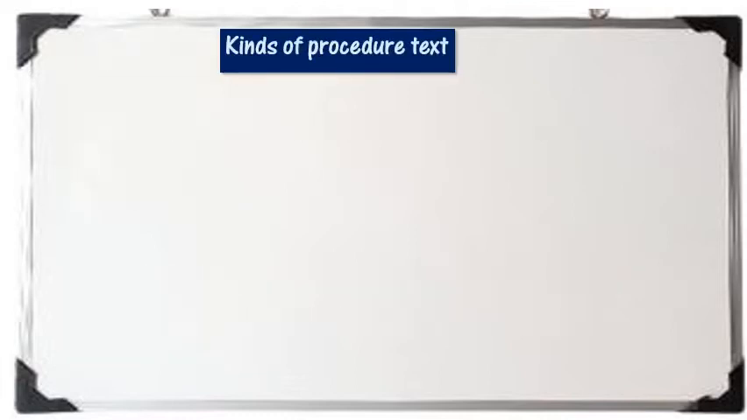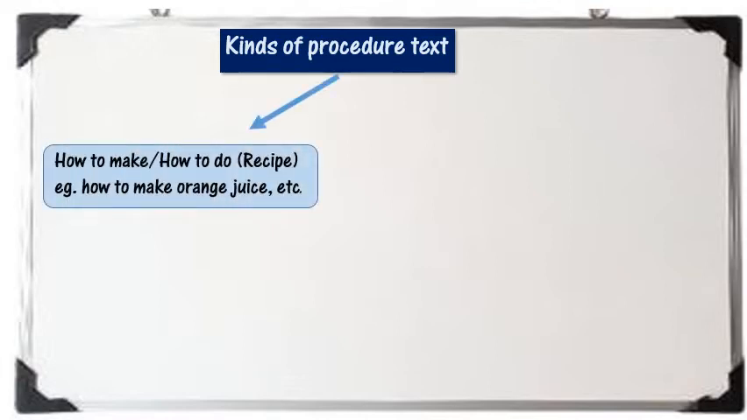Kinds of procedure text. Text that explain how to make or how to do a particular activity. It's usually recipes, science experiments, yaitu jenis teks prosedur yang menjelaskan cara membuat atau cara melakukan suatu tindakan tertentu. Ini biasanya pada resep makanan atau list dari percobaan ilmiah. Contohnya, how to make orange juice, etc.